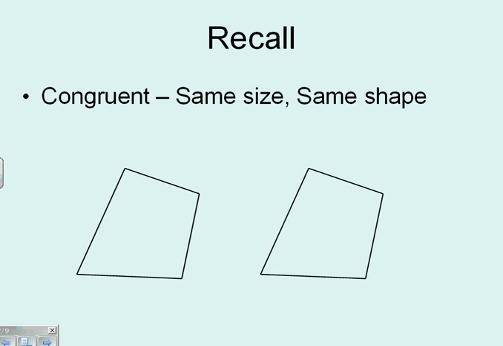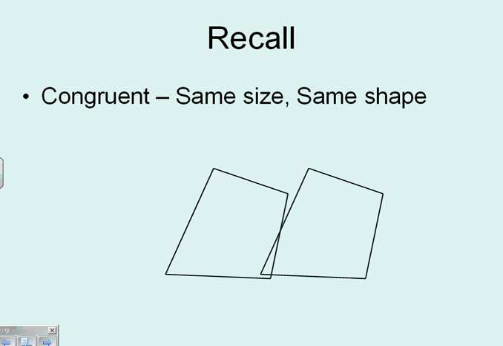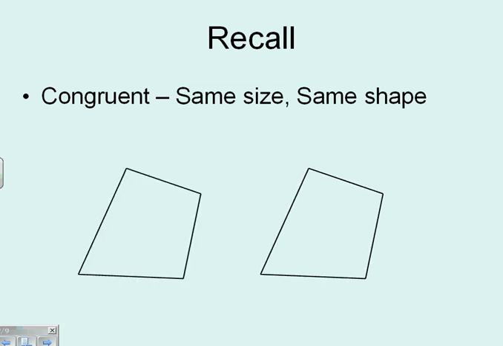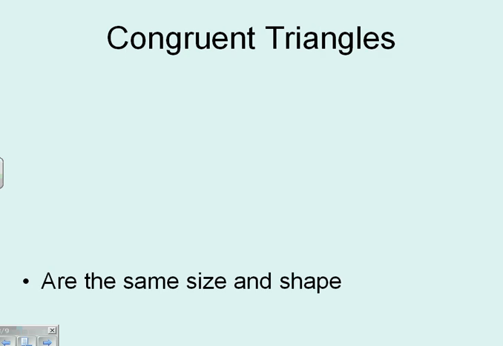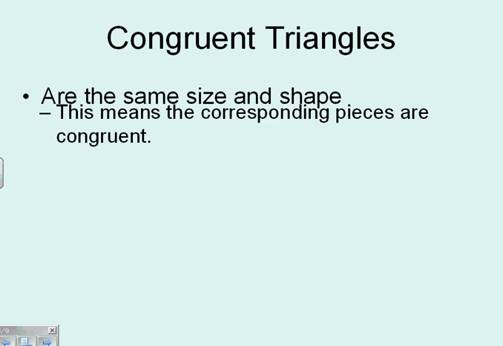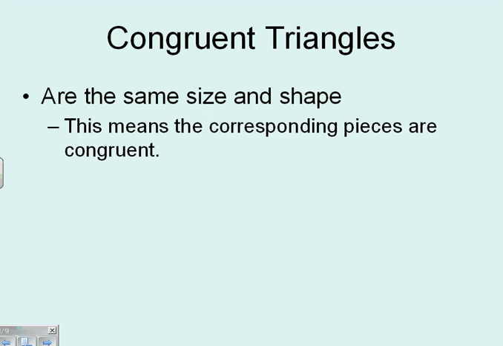Size would be kind of like their area, and shape would be what their angles and segments measure. As you can see, these two fit directly over top of each other, and they're the same exact size and shape. So when we talk about two congruent triangles, obviously they will be the same size and shape. That means the corresponding pieces are congruent.